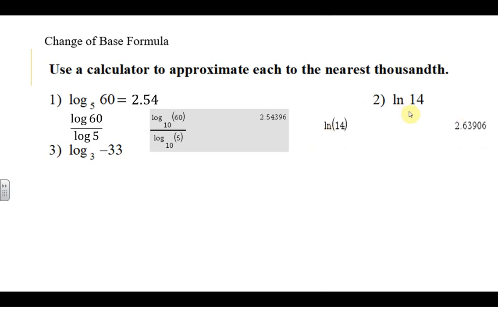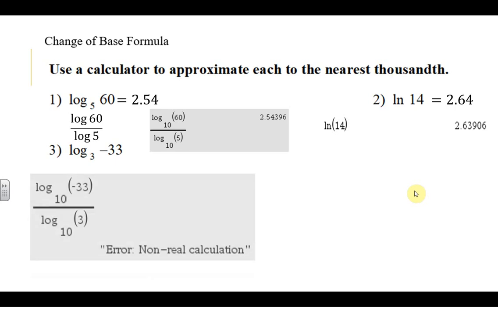Because this is technically ln base e, so ln of 14 over ln e. Well, ln e is 1, so it's just that. So it pops out your number, and probably you rounded it wrong again. 2.639, everybody.